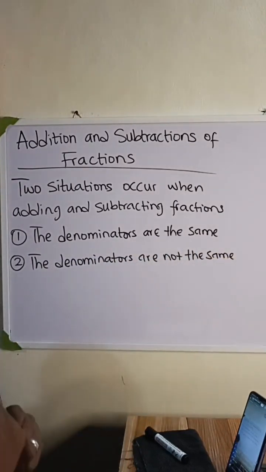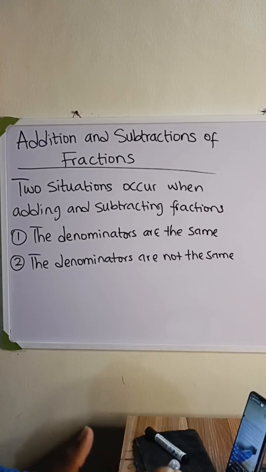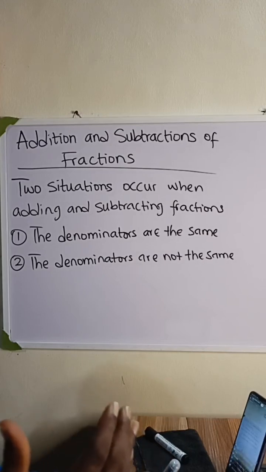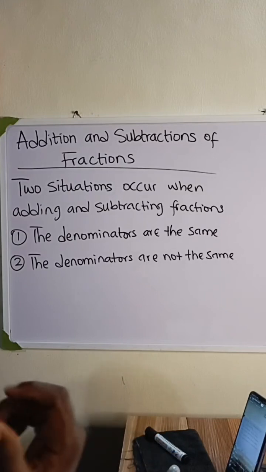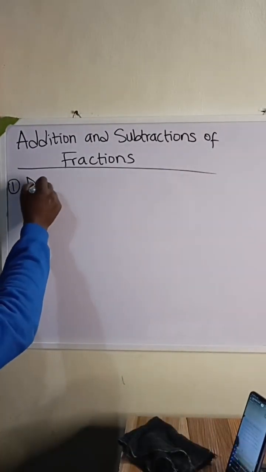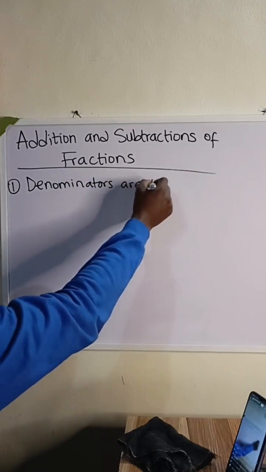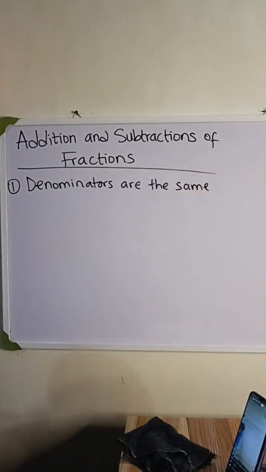So the second situation you will encounter is when the denominators are not the same. The way you go about solving these two situations is a little bit different, okay? The way you go about solving when the denominators are the same is a little bit different from when the denominators are not the same. So let's go ahead and look at some examples.